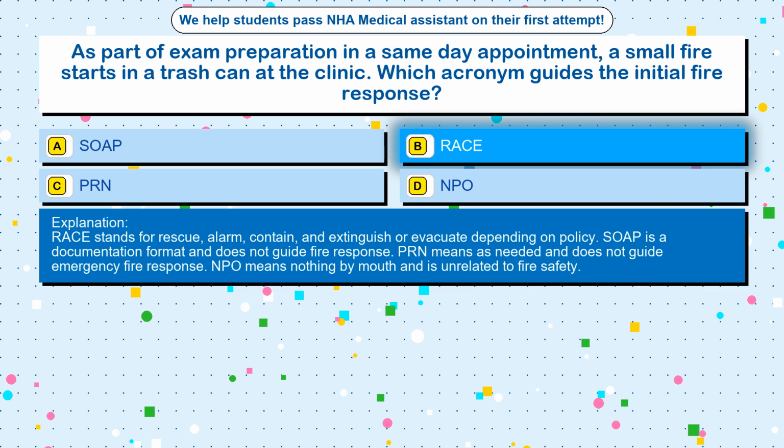RACE stands for Rescue, Alarm, Contain, and Extinguish or Evacuate depending on policy. SOAP is a documentation format and does not guide fire response. PRN means as needed and does not guide emergency fire response. NPO means nothing by mouth and is unrelated to fire safety.